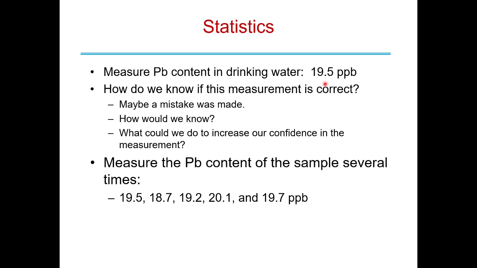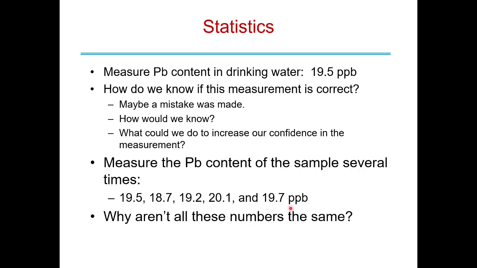So what we do is we measure the lead content of the sample several times, and so we get all of these numbers. Here's our 19.5 first number, but we also get these other numbers. Now they're all kind of close, but they're not all the same. So why aren't all the numbers the same? Well, that goes back to the topic that we talked about in Chapter 3. They're not the same because of random error.